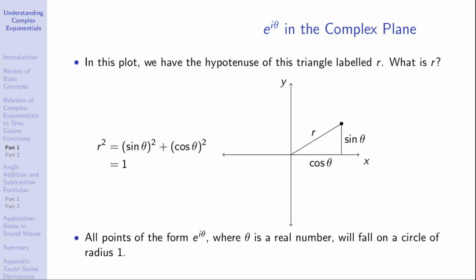Now in this plot we have the hypotenuse of this triangle labeled r. What is r? Well, r squared equals sine squared θ plus cosine squared θ. That equals 1. So all points of the form e^(iθ), where θ is a real number, will fall on a circle of radius 1, shown here in green.